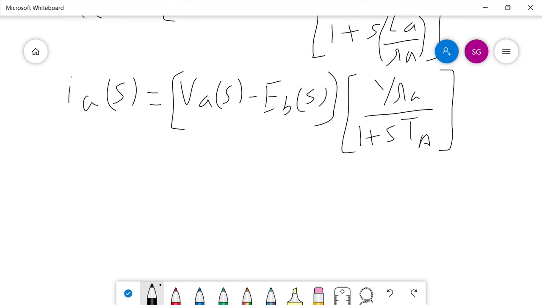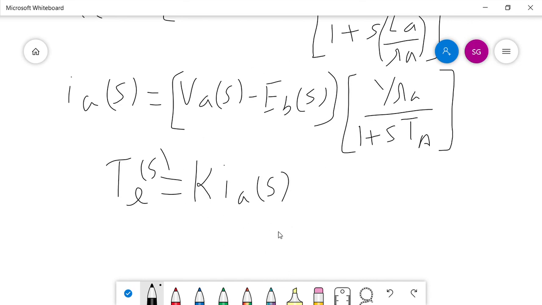Okay, the second equation is the torque equation. Torque, how can we write the torque? The torque of your DC motor will depend upon the machine constant K and the current. So torque will depend upon K, the machine constant, and the armature current. And you know that armature current depends upon VA.